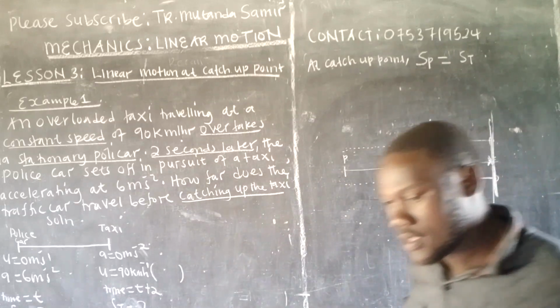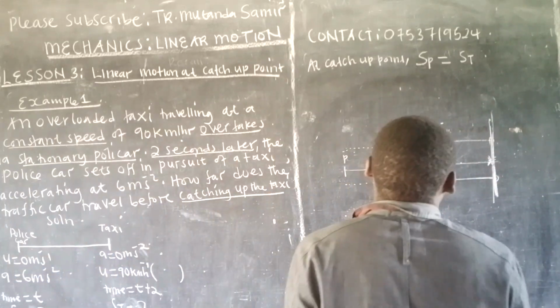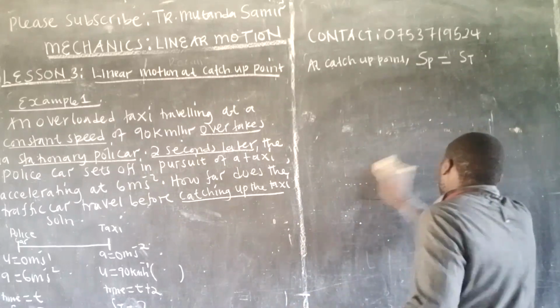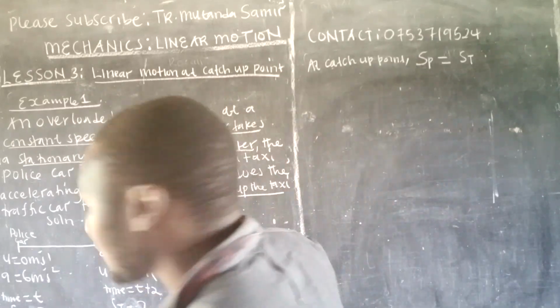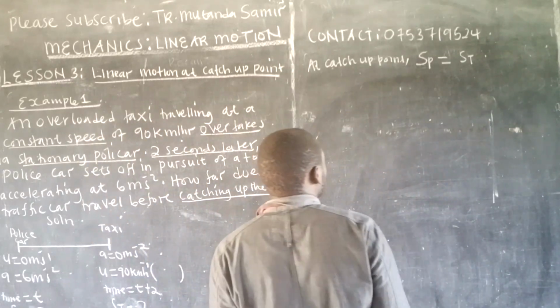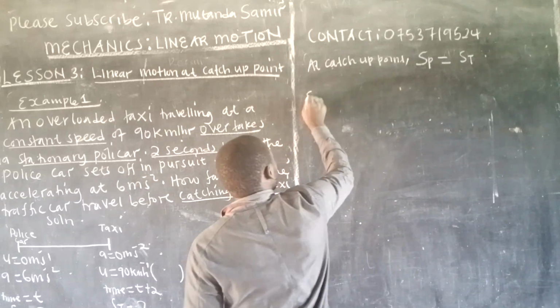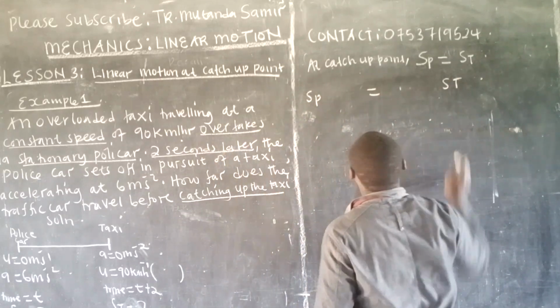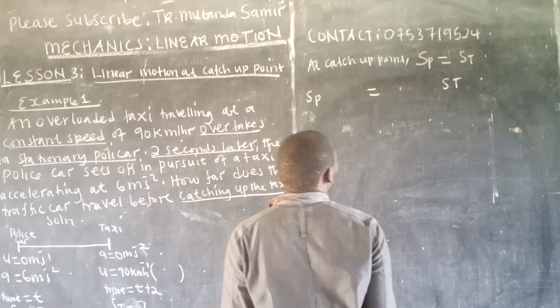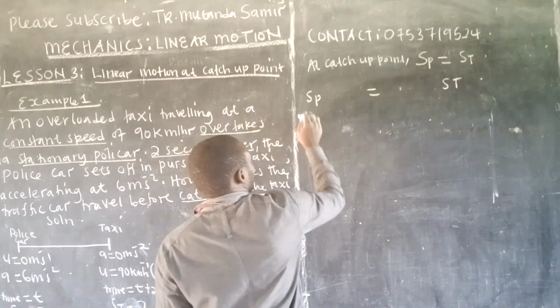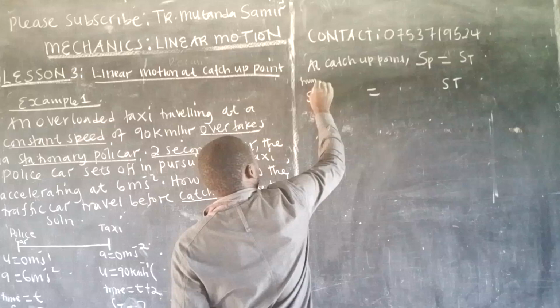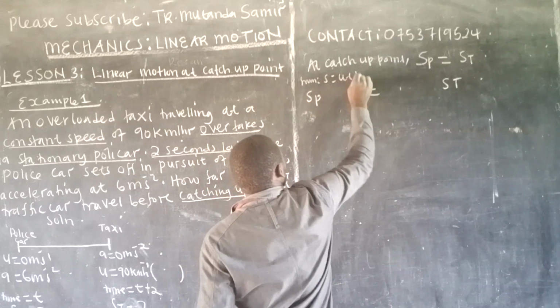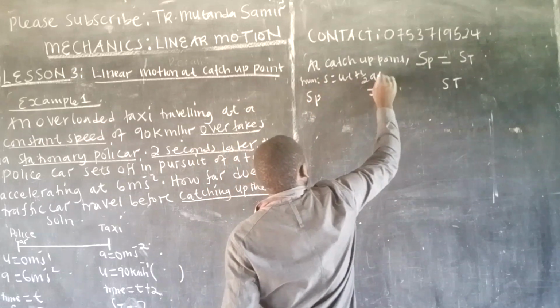And let's try to explain that. Okay. Now, let's proceed. Now, we shall say that SP will be equal to ST. But what is S? S is UT plus a half AT squared. We know that from the second equation of motion, please.